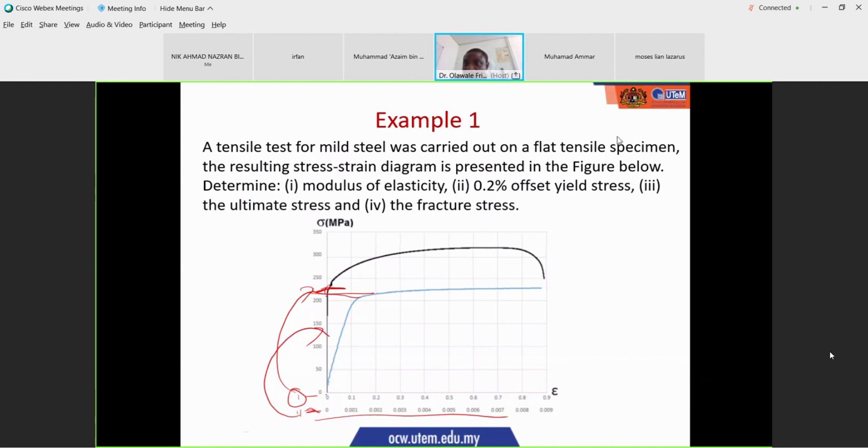When we zoom the black graph, we see the blue graph, right? Yes. So for you to determine your offset yield stress, you use the blue graph and the scale. For you to determine your modulus of elasticity, you use the blue graph and the scale. But for you to determine your ultimate stress, you use the black graph. For you to determine your fracture stress, you use the black graph.